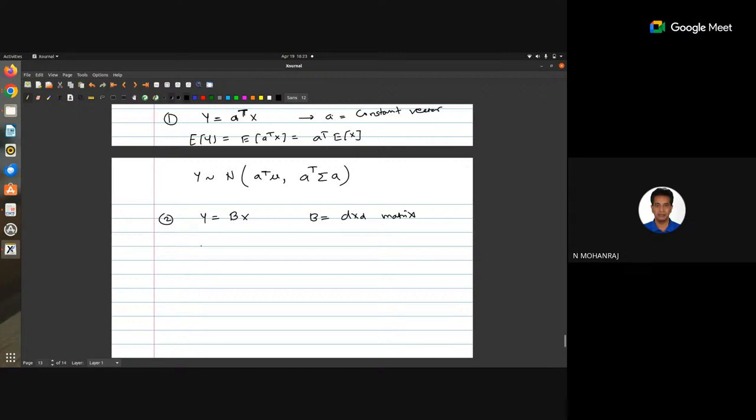Is it the same thing? B into mu. So it is normally distributed with mean B into mu, correct? What about the variance? This will be B transpose sigma B, or B sigma B transpose. Is it the same thing or a different thing? D cross D, right? The transpose can be anywhere, isn't it? B B transpose or B transpose B will be different or the same? It is a D cross D matrix. The value will come out differently, I think.